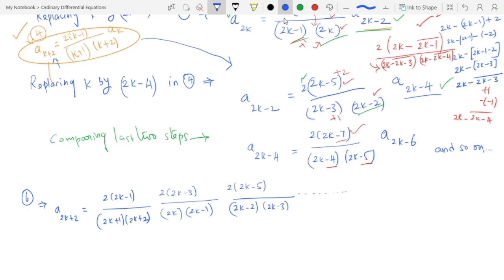At last, 2 into, from here, 2k minus the general representation of odd numbers, that is 2k minus 1, whole divided by 2k minus 3 of 2k minus 4. Right, a suffix what comes here.